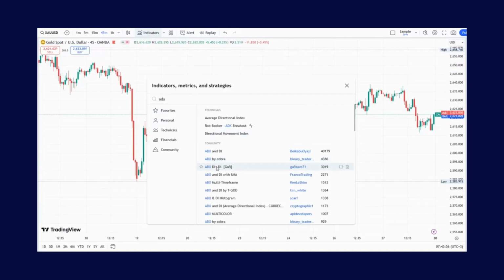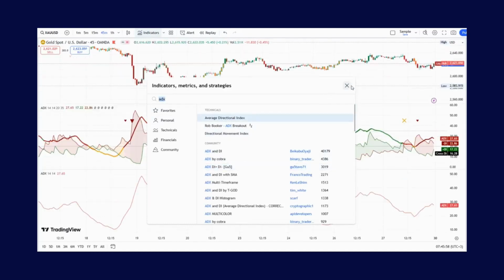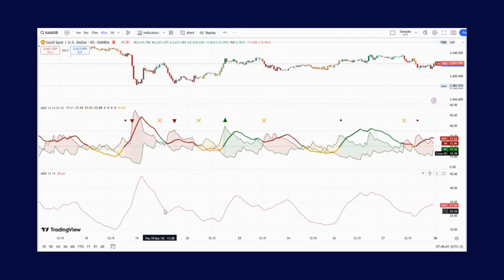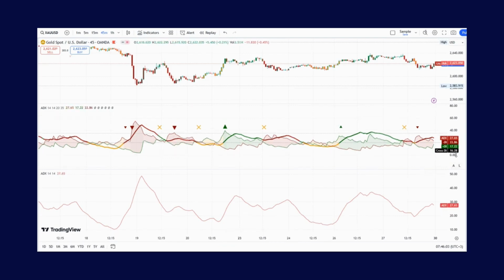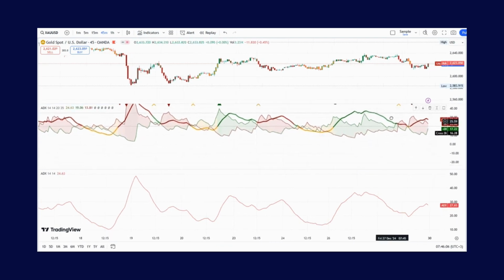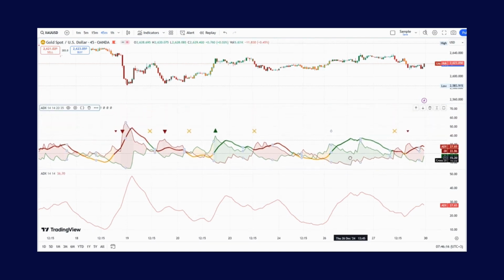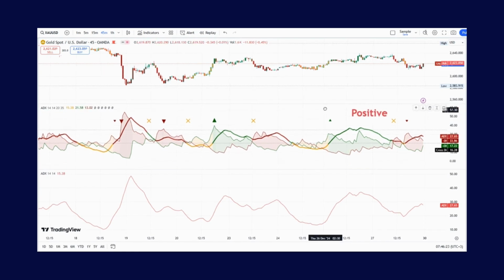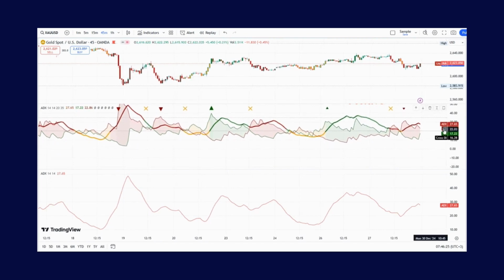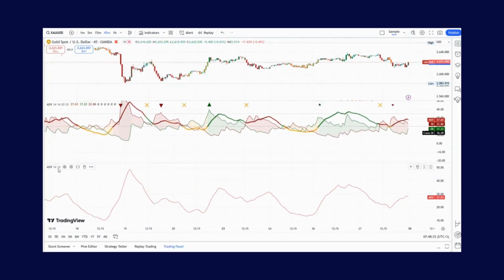The ADX line measures trend strength on a scale of 0 to 100, with higher values indicating stronger trends. For example, an ADX value below 20 suggests a weak or non-existent trend, while values above 25 indicate a strong trend. The plus DI and minus DI lines represent directional movement. When the plus DI line is above the minus DI line, the market is in an uptrend. Conversely, when the minus DI line is above the plus DI line, the market is in a downtrend. Together, these lines allow traders to evaluate both the presence and strength of a trend.